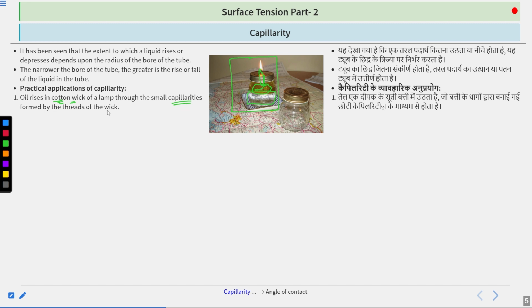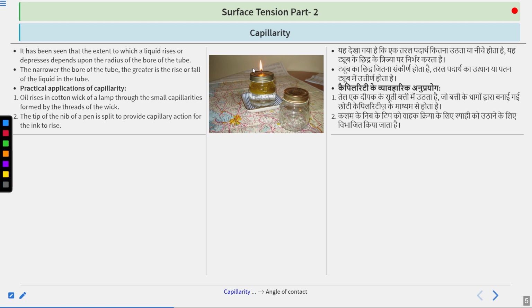The threads of the cotton wick form small capillaries, and these capillaries make the oil rise up to the top where the fire is burning. This continuous rise of the oil enables the lamp, or diya, to glow continuously.